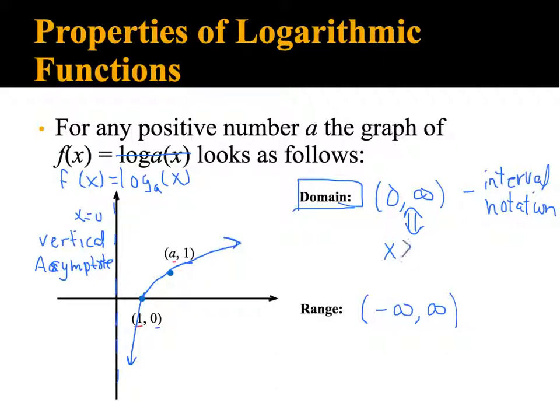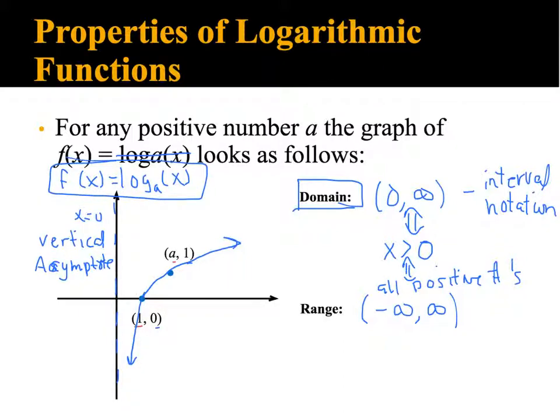And so to translate that, we say this. This is another way to think of the domain. It's all the numbers that are bigger than 0. In other words, we say all positive numbers. So that's another way to say this, all positive numbers. And for any logarithm that looks like the one I just graphed, that will always be the domain.